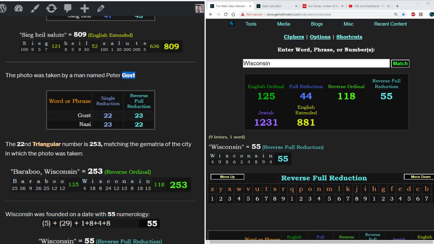Next, I want to mention the guy who took this photograph. His name was Peter Gust. He's talked about in the CNN article. Notice how the name Gust has the same reduction gematria as the word Nazi, both 22 and 23.